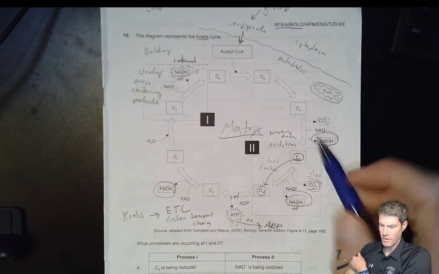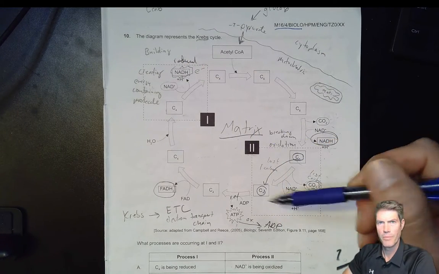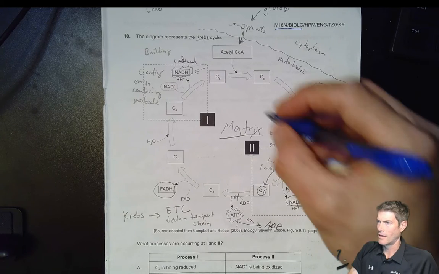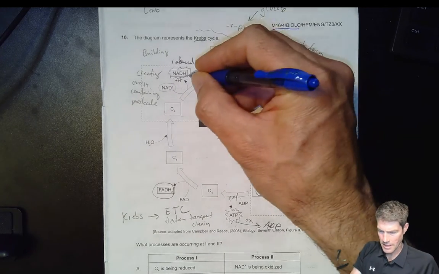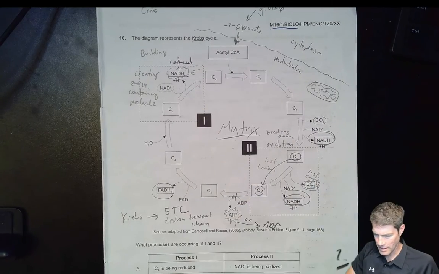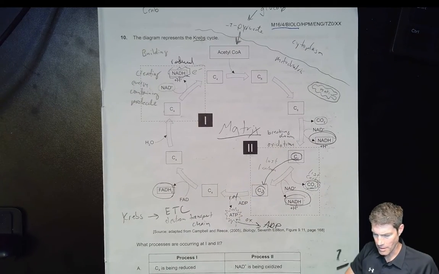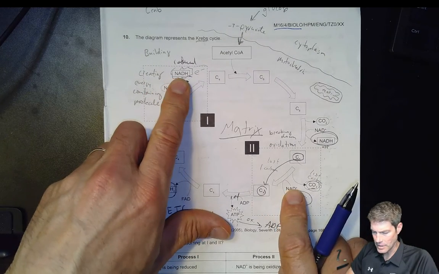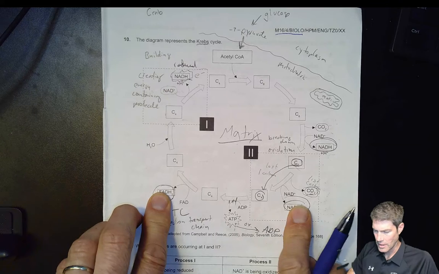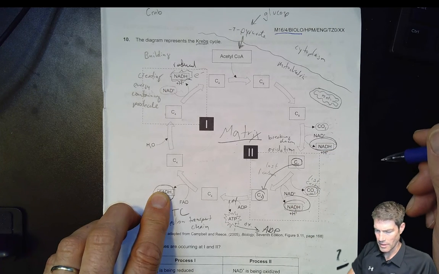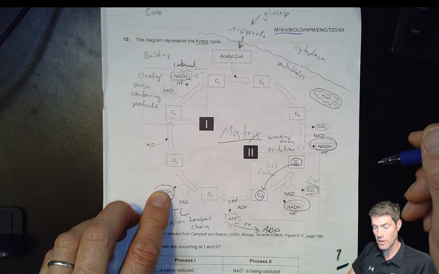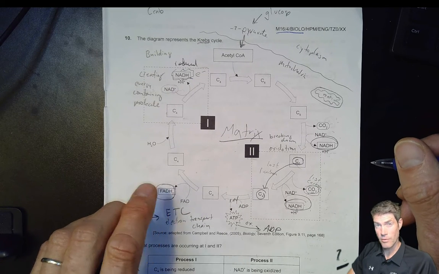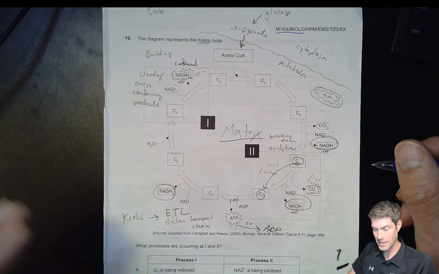It's important to remember where this is happening. It's in the matrix. We are building molecules. We're building NADH up here. We're building FADH2. We're making ADP. And the NADH and the FADH2 are all going to go on to the electron transport chain and provide the electrons and hydrogen ions to go into that intermembrane space to then come through that ATP synthase.